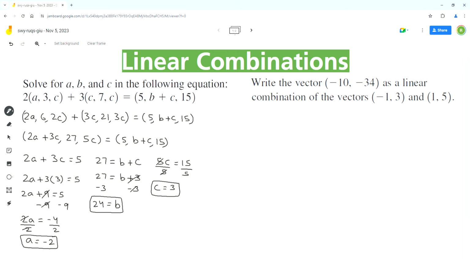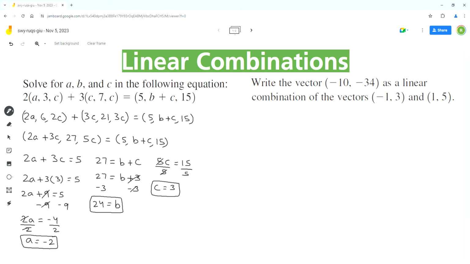Now we can solve the second problem. Write the vector negative 10, negative 34 as a linear combination of the vectors negative 1, 3 and 1, 5. So this means that we have to find two constants such that when we multiply them with these two given vectors, we get the vector negative 10, negative 34. So let's assume those constants are a and b.